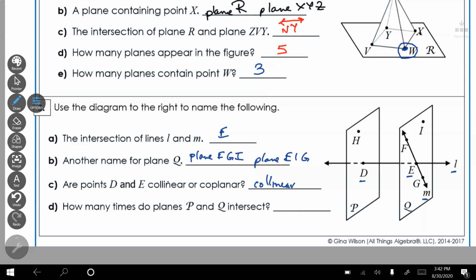It's definitely collinear, but if you're on the same line, you also are coplanar. You could not exist on a line and not be on the same plane.